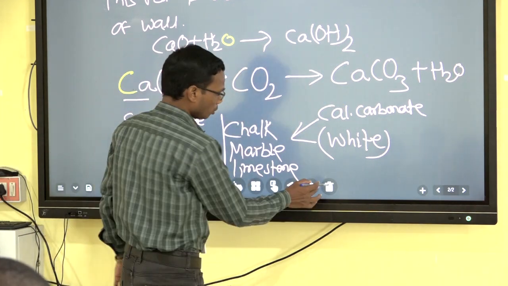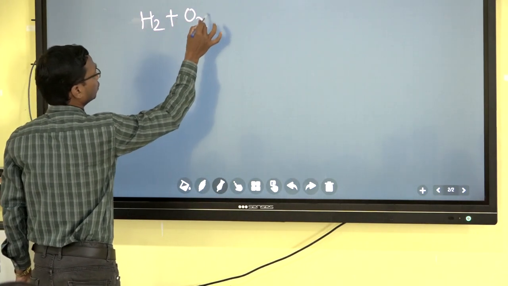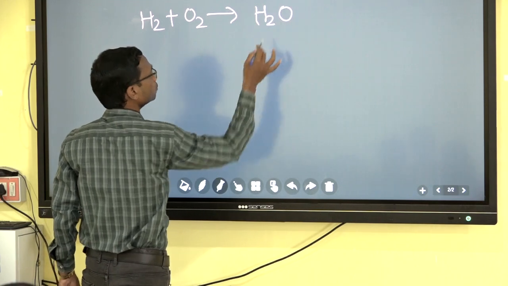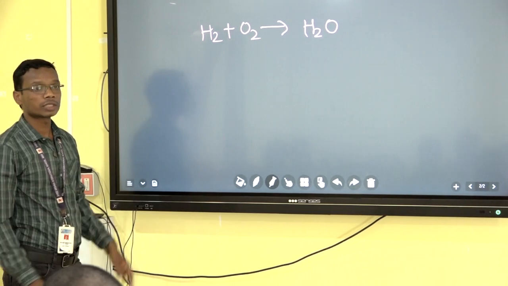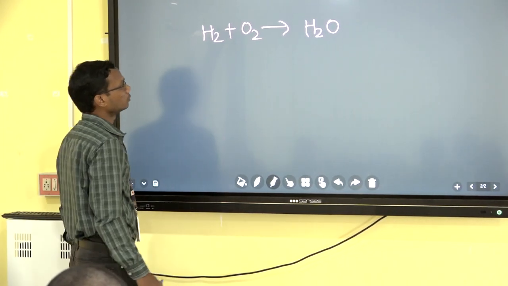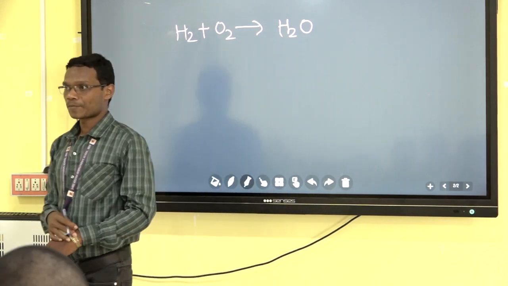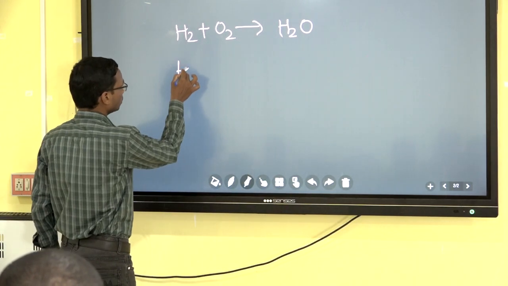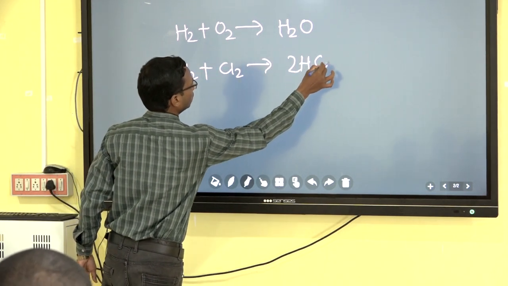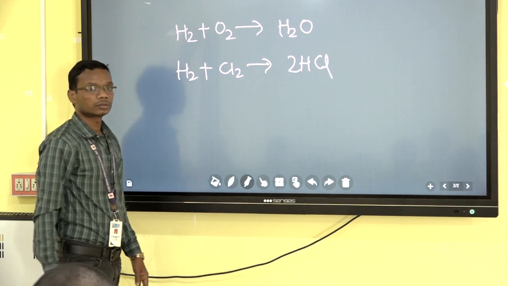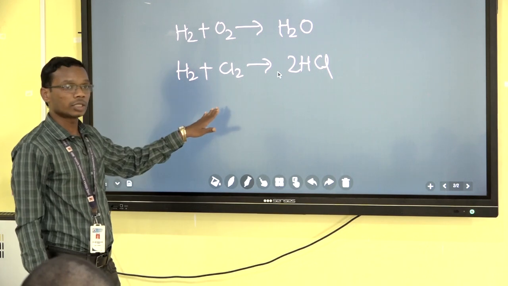Understand? Now another combination reaction, very simple. Hydrogen adds with oxygen to form H2O. Combination reaction. Yes or no? This is a combination reaction. Again, any other combination reaction? Explain. H2, yes, good. H2 plus Cl2 gives hydrochloric acid, 2HCl. Combination reaction. Okay, fine. Now you have a clear idea about combination reaction.